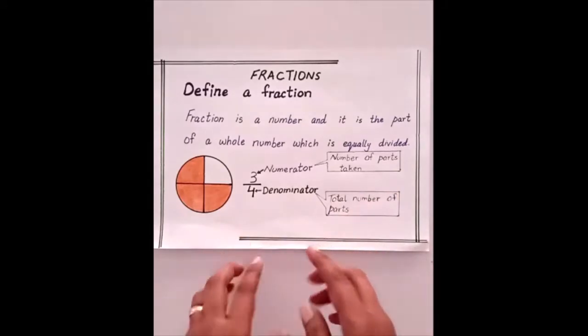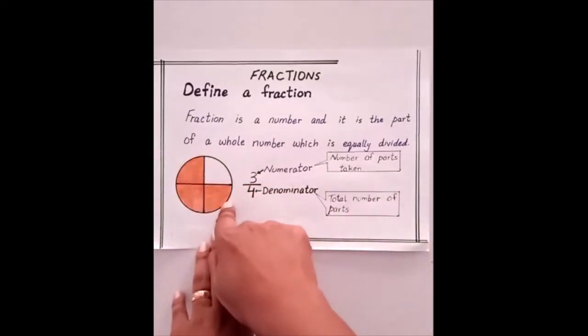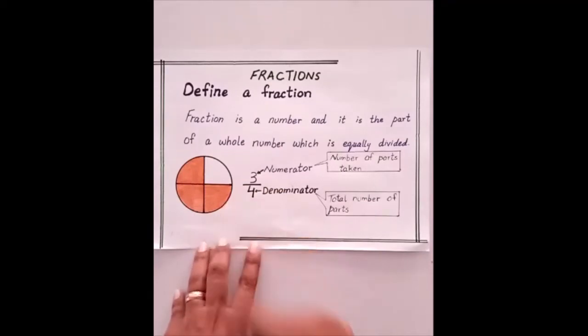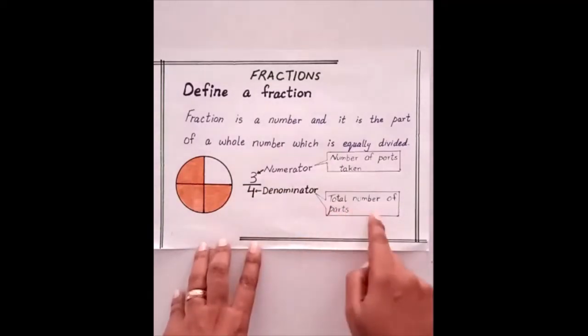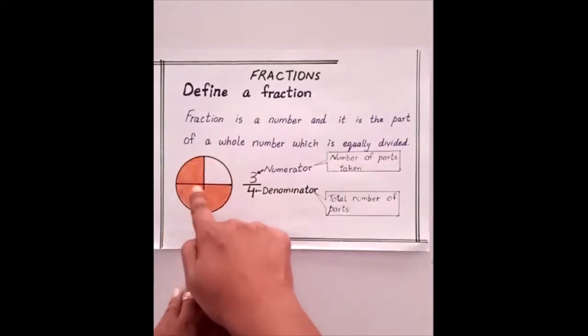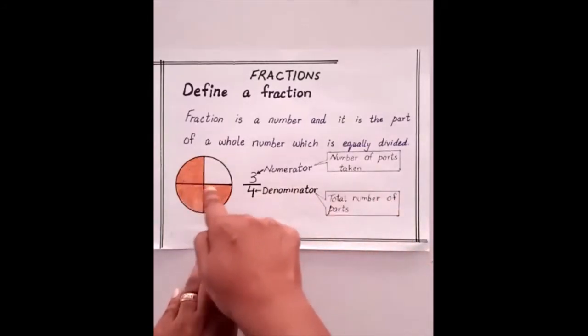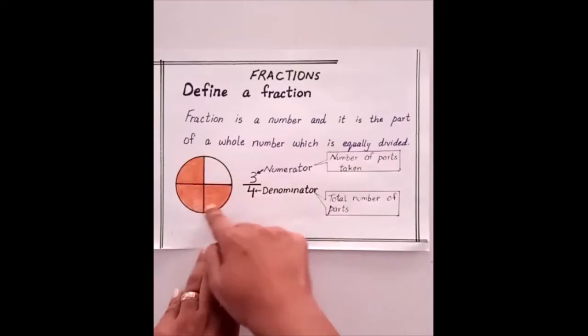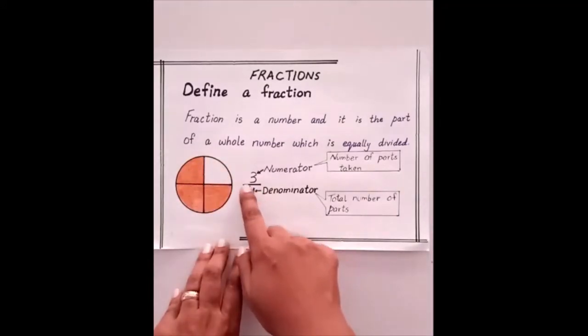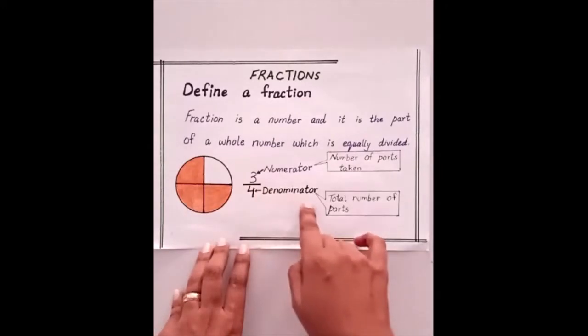Whatever the thing is, you can see here, the whole circle is here. How many total parts of this circle are there? There are 4 parts. 1, 2, 3, 4. We will write the total number of parts under the numbers, and it is called denominator.